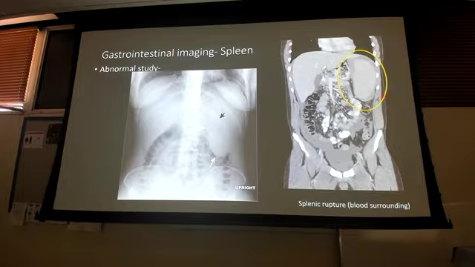And you can see, there's my 12th rib. There's my 12th rib right there. So this was splenomegaly that led to a splenic rupture. Here on X-ray, the white arrows show you the spleen edges. The black arrow shows you the 12th rib.